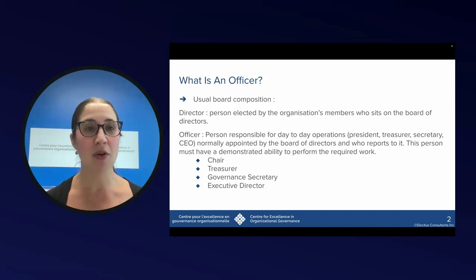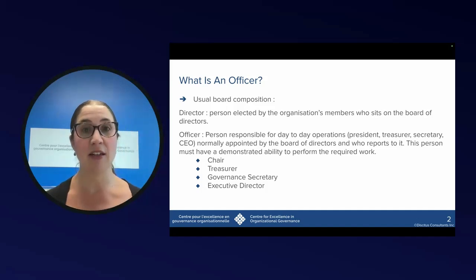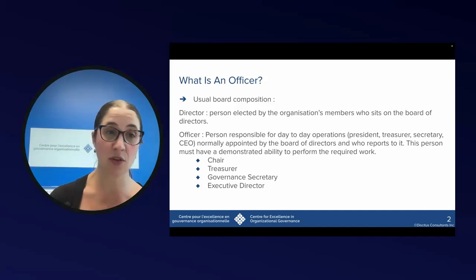I will refer to a usual board composition here to illustrate the difference between directors and officers. In most nonprofit boards, you will have directors, who are usually elected by the organization's members to sit on the board of directors. Depending on your governance model, of course, a director is a person elected by the members, usually at your annual general meeting, and these people are elected to sit on the board.